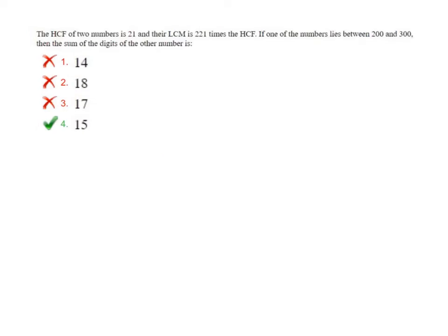The HCF of two numbers is 21 and their LCM is 221 times the HCF. If one of the numbers lies in between 200 to 300, then the sum of digits of the other number. Let's assume two numbers, x is equal to 21a, y is equal to 21b.